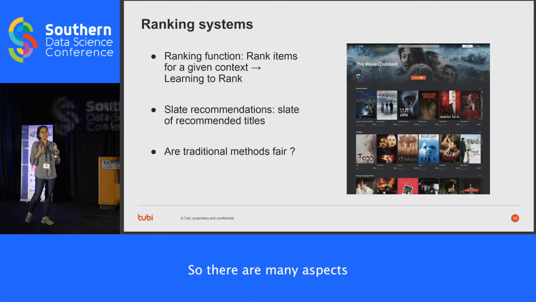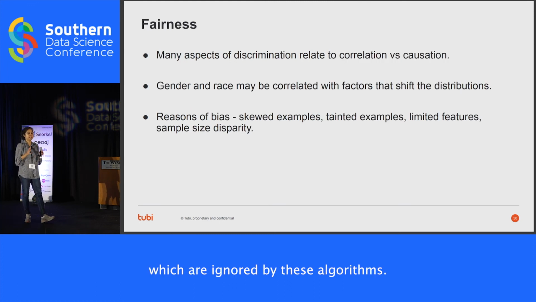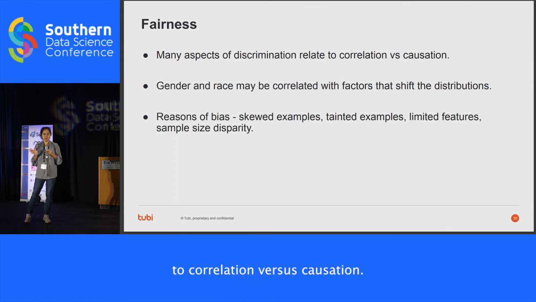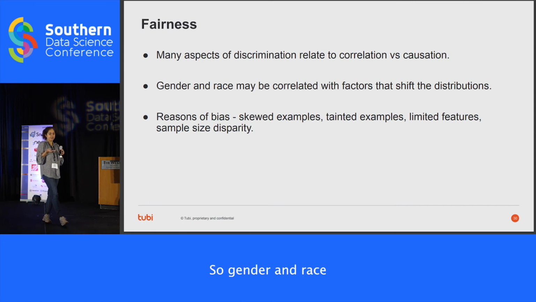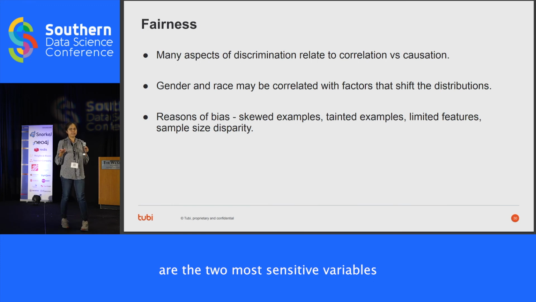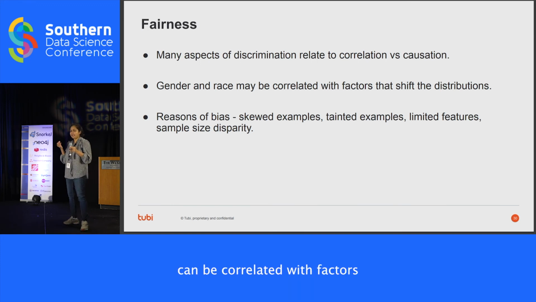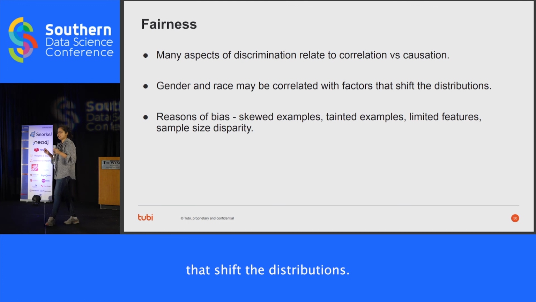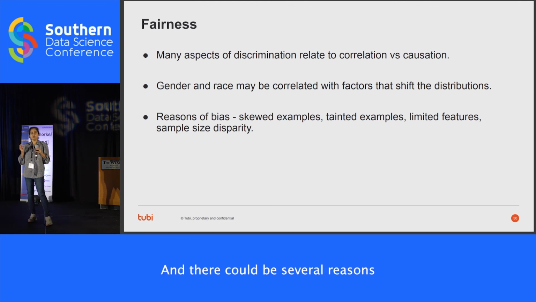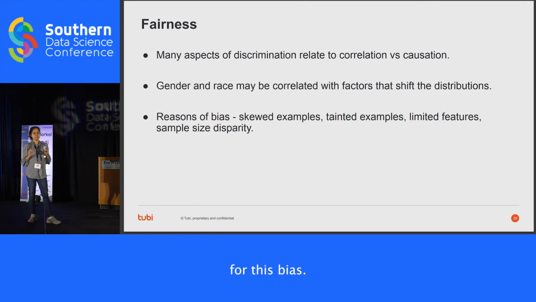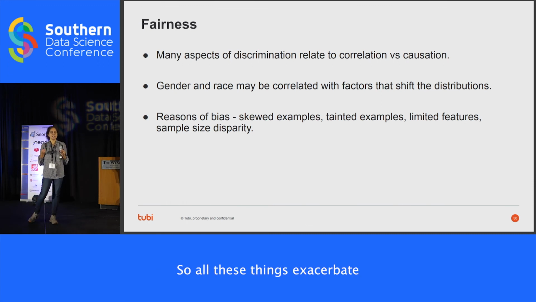There are many aspects which are ignored by these algorithms. For example, there are many aspects which could relate to correlation versus causation. Gender and race are the two most sensitive variables that we are aware of, and they can be correlated with factors that shift the distributions. And there could be several reasons for this bias. It could be just skewed examples, it could be tainted examples, it could be limited features, you do not have as much data, the sample size could be very small. All these things exacerbate the issue of fairness.